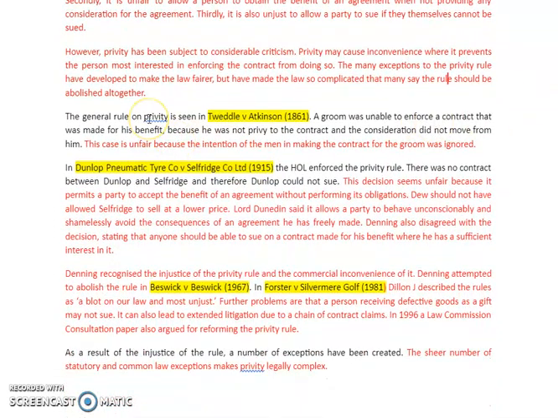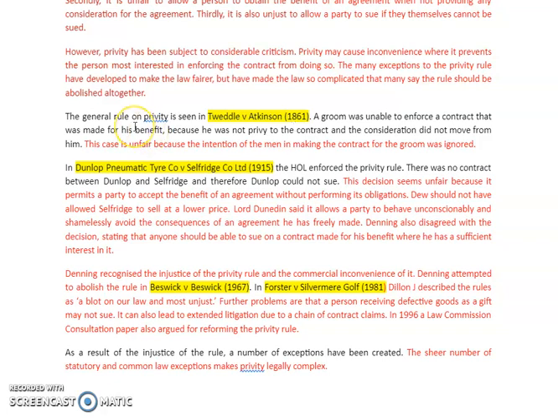So the general rule on privity is seen from the classic case of Tweddle and Atkinson. And it's useful to just outline very briefly the facts here, just so you can show that you understand the rule. So in Tweddle, a groom was unable to enforce a contract that was made for his benefit. So the contract was for him to benefit from, but because he wasn't privy to the contract and consideration did not move from him, he was unable to enforce it.